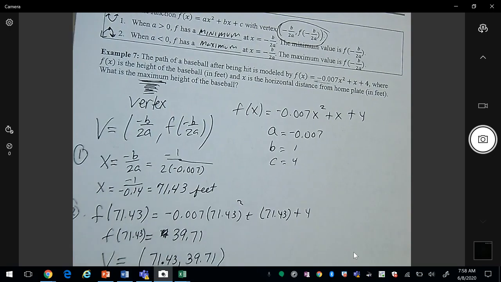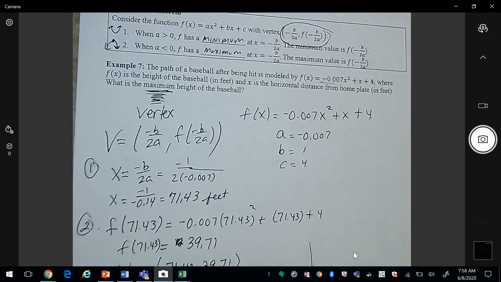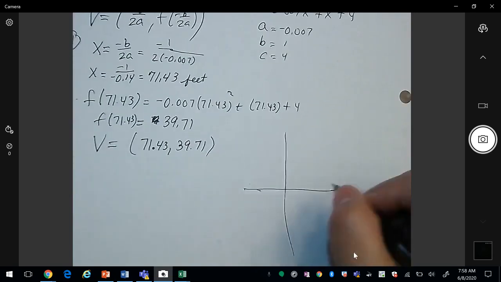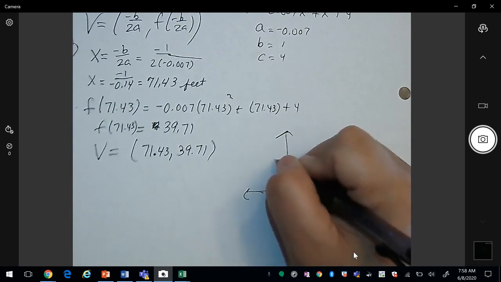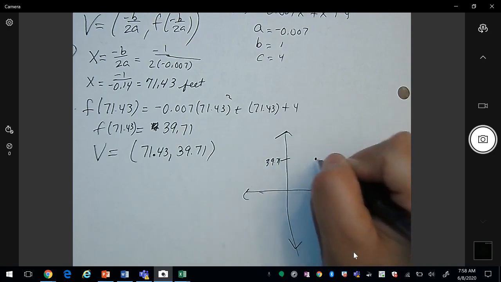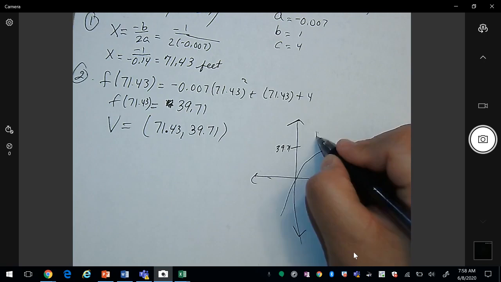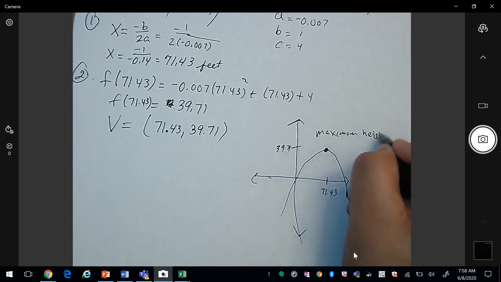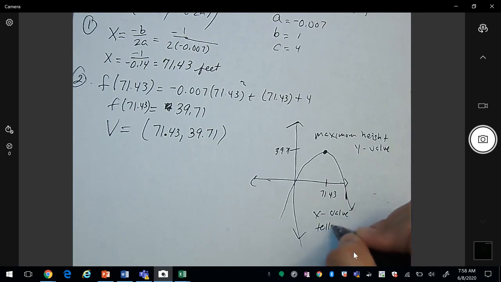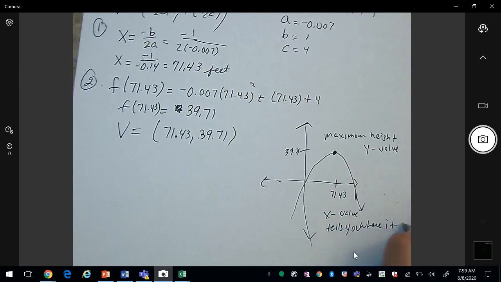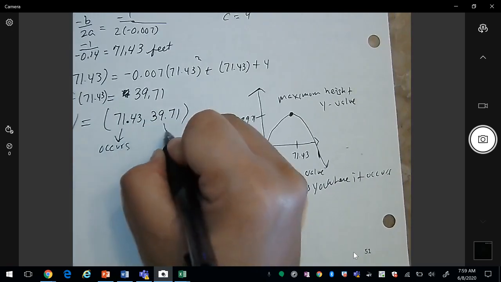So this problem doesn't ask what the vertex is, but it wants to know the maximum height. So what happens here is you have two values. So here's x at 71.43, and then here's y at 39.71, and the parabola is doing something like this. Okay, so the maximum height is given by the y value, and the x value tells you where it occurs. So in this case, this here is where it occurs, and this here is your max height.